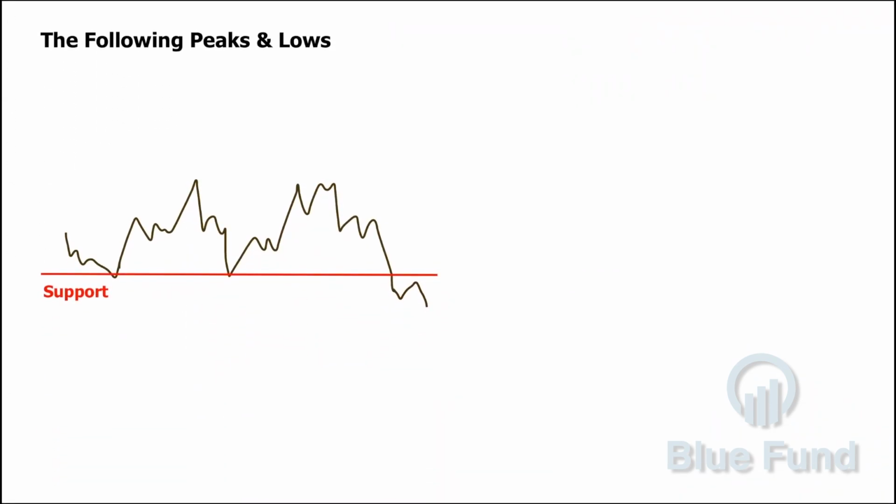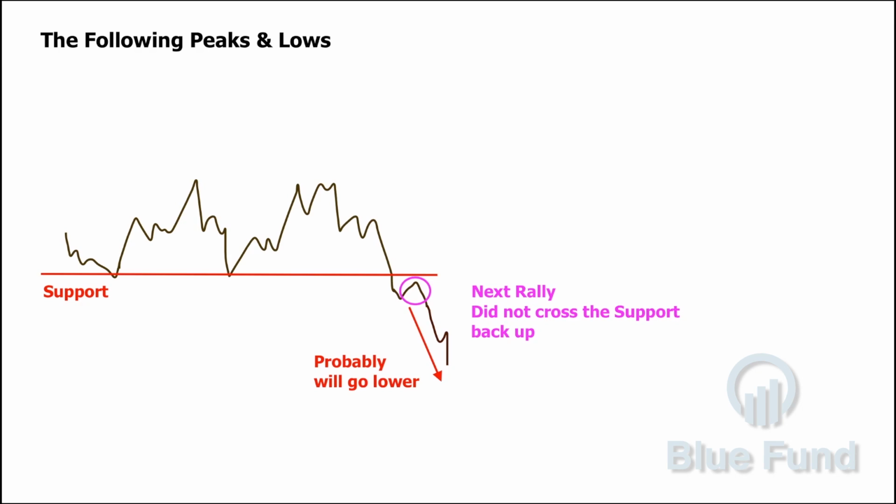One indicator can be the next peak or low after the seeming breakage. For example, if the price goes below the support line, wait for the next small rally after this drop. If the rally does not cross the support line back up, it gives you more confidence that the support line has been truly broken and the price will go even lower.